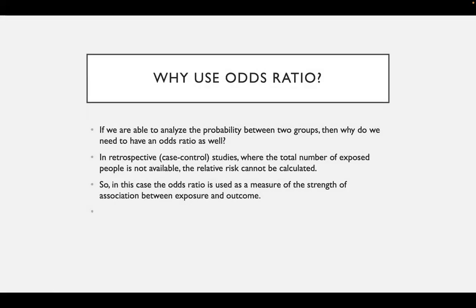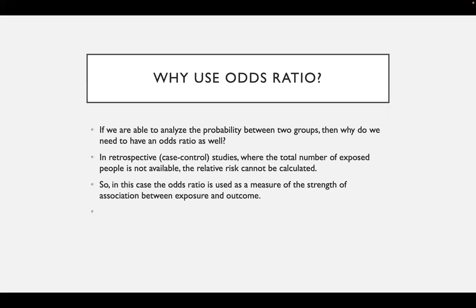So if we just talked about this, then why do we want to use odds ratio if we already have an idea of how to compare the two probabilities between groups? This is where we come up with odds ratio, because in retrospective studies, so this is case control studies, we don't have the total number of exposed people available in all cases, so we can't calculate that relative risk.